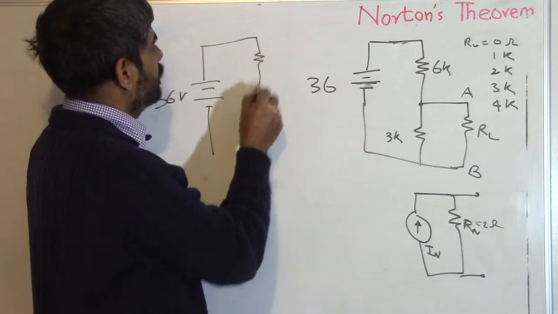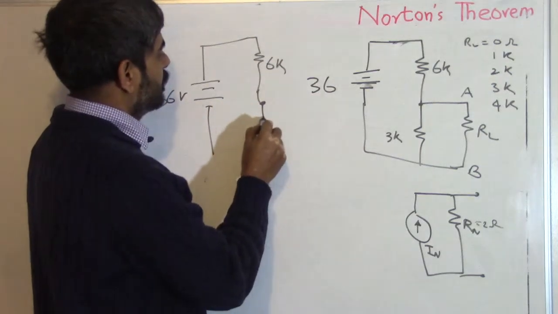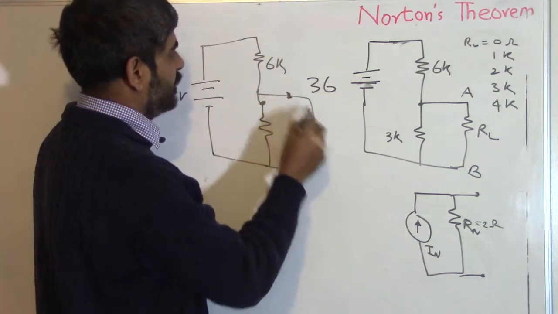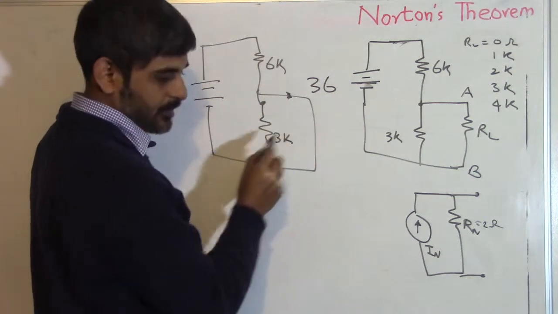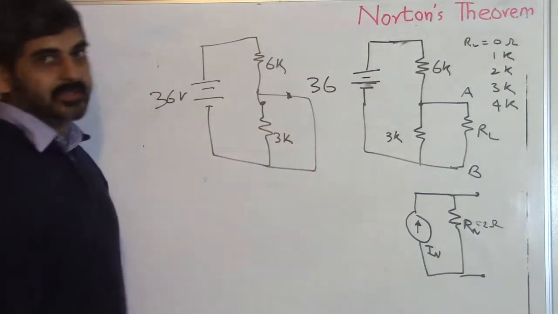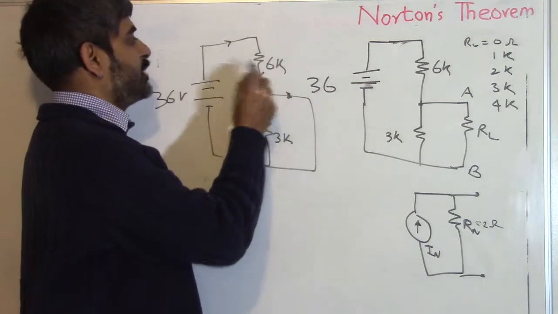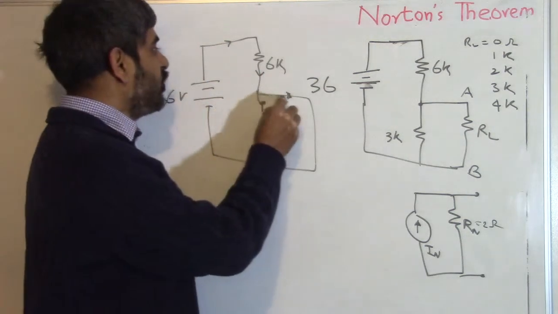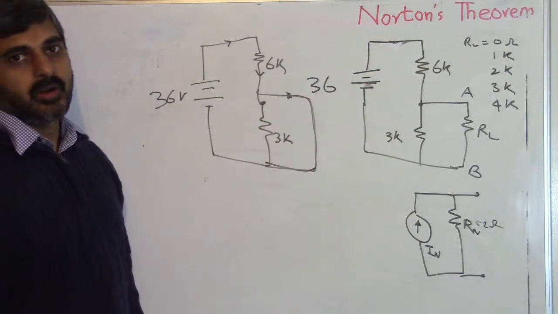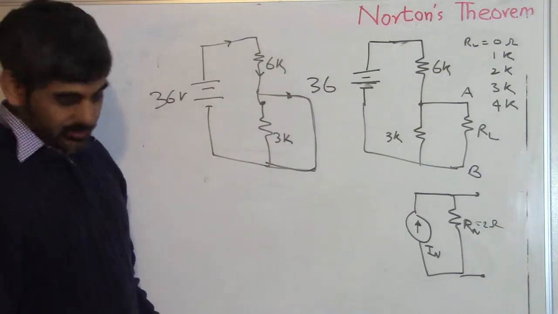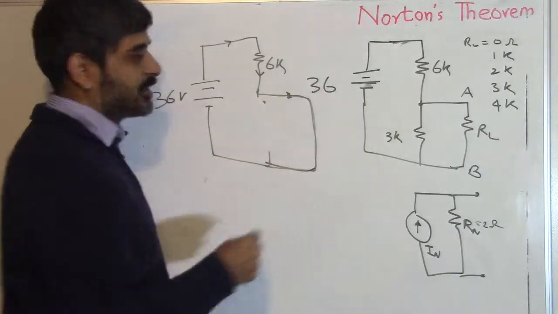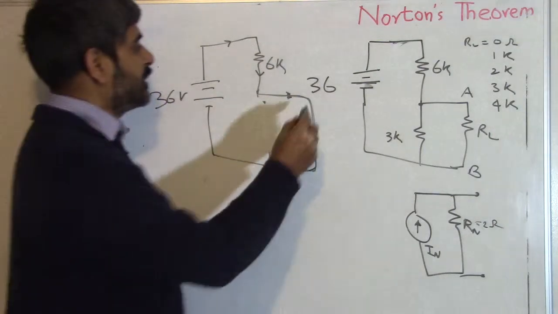This is 6K. And we have shorted this and we are trying to measure the current in this one. This is 3K. What happens if I short this and this? Any current that comes and tries to flow, all the current flows through this short. No current flows through this one. That means this resistor of 3K we can effectively remove, and we are trying to find out the current flowing through this.